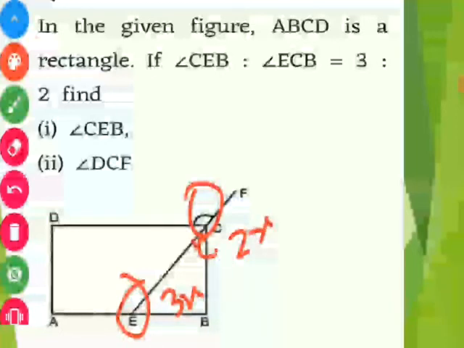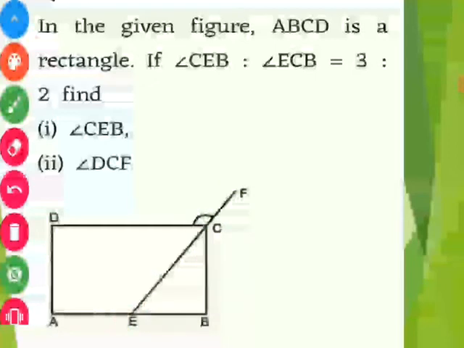So let's find out. So as you know, here the ratios are given to you, and this angle, since it is a rectangle, will be 90 degree. So the sum of these three angles will be equal to 180 degree by the angle sum property of a triangle. So let's calculate the value of x from there. Once you have calculated the value of x, you will be able to find out these two angles.